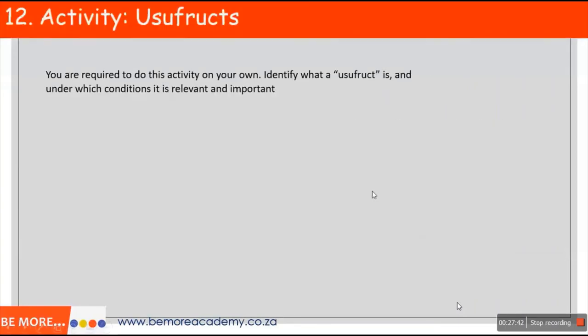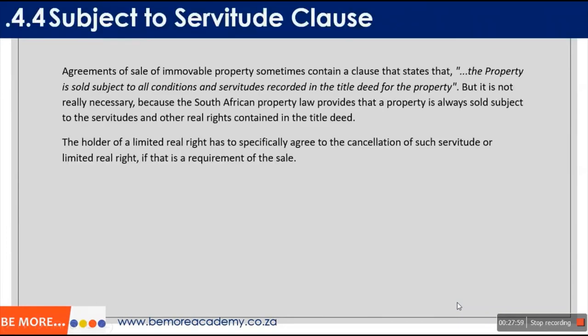Okay, you are required to do this activity on your own. Identify what a usufruct is and under which conditions it is relevant and important. Subject to servitude clause: agreements of sale of immovable property sometimes contain a clause that states that the property is subject to all conditions and servitudes recorded in the title deed for the property. We know this clause, we did read it in the contract.